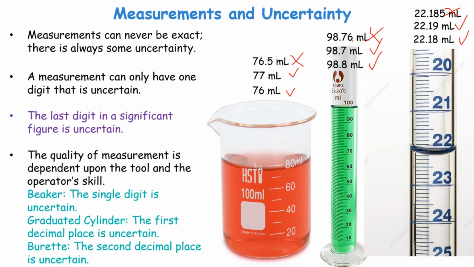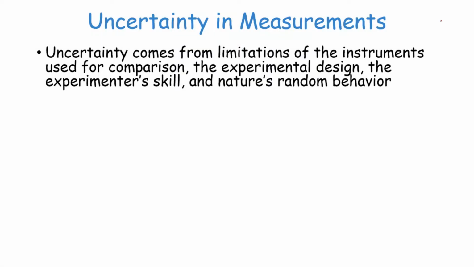And then for the buret, of course, the second decimal place is uncertain, it's estimated. If you go to the third decimal place, the fifth significant figure, that's not needed because it doesn't make any sense anymore. We don't even know right now whether it's 22.18 or 22.19. Then to say it's 22.185 doesn't make any sense.